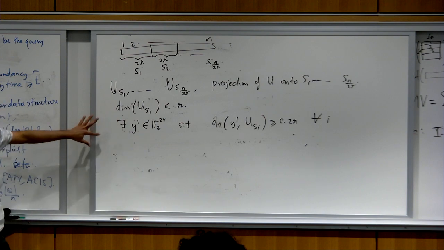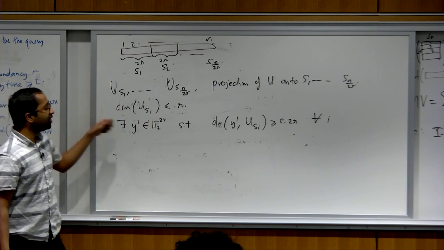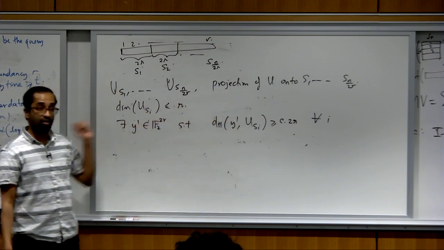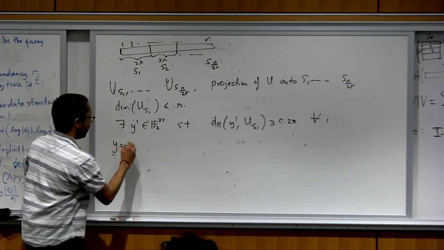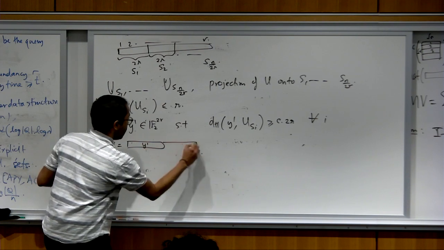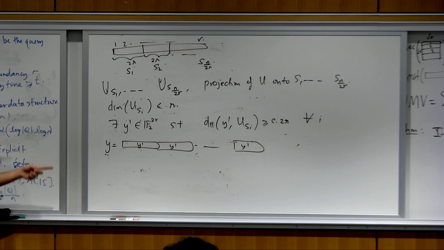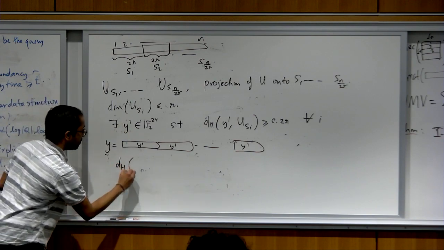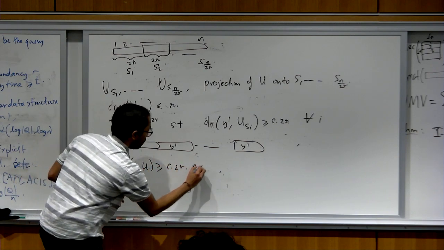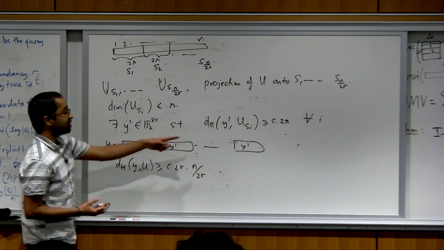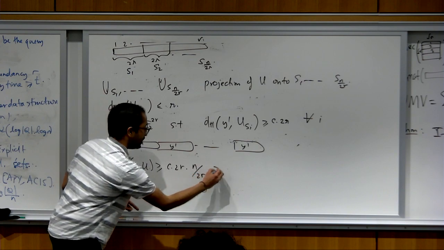So if the proof is not clear, it's okay. But all I'm claiming is, since there aren't too many of these subspaces, you still can find a vector that's far away from all the subspaces. Okay. So now let's look at this vector y that's defined to be y prime concatenated with y prime concatenated with y prime. By this definition we know that the distance of y from u is at least c times 2r times n over 2r, because in each block the distance was at least c times 2r. There are n over 2r blocks, so the overall distance must be at least c times n.